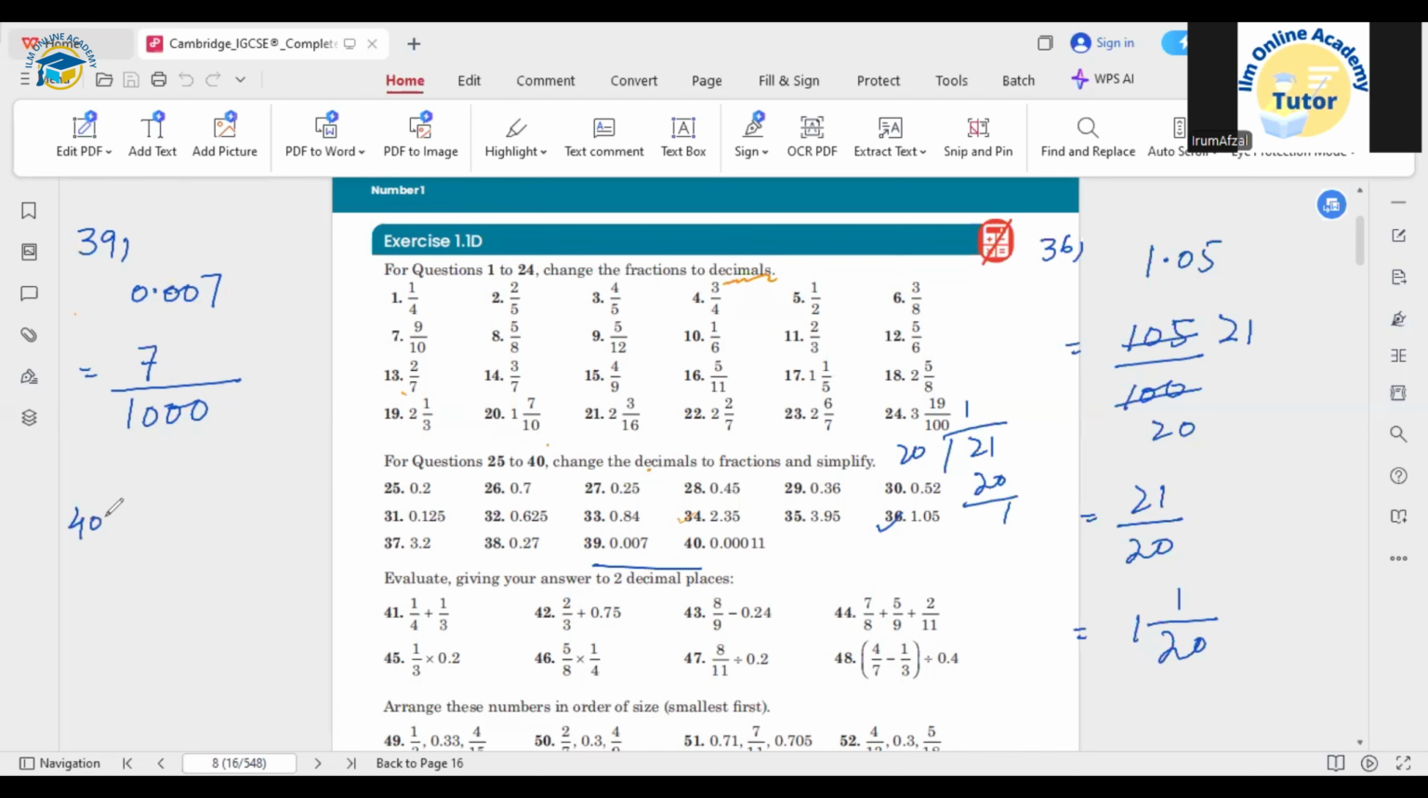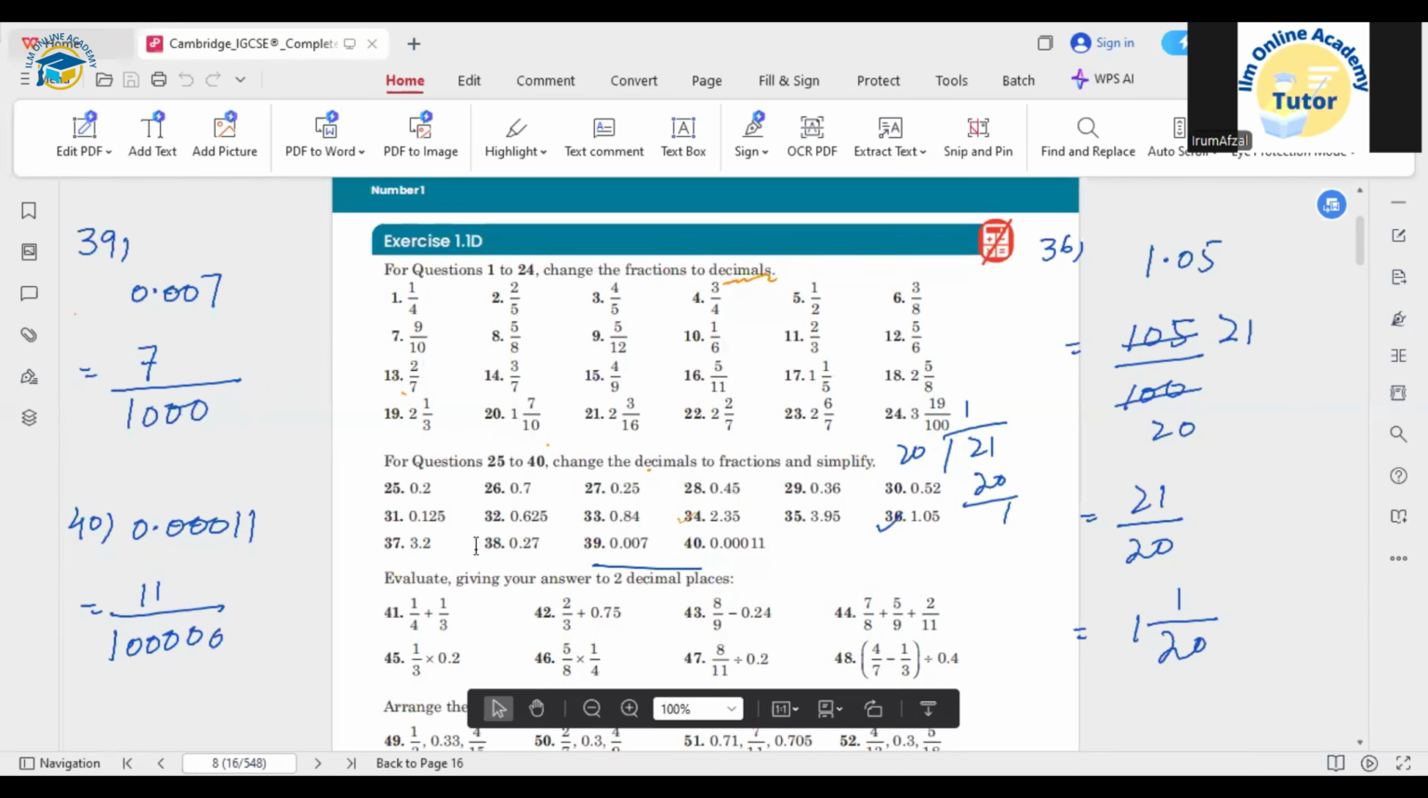Similarly, with the 40th one, if you see, we have 0.00011. For this, 11 would be written upward, and downward we are going to have 1 and then 5 zeros, counting 1, 2, 3, 4, 5. Here and here, simplification is further not possible, so we will leave these fractions like this. These are proper fractions as well, so this will be written in this way. Okay, students.